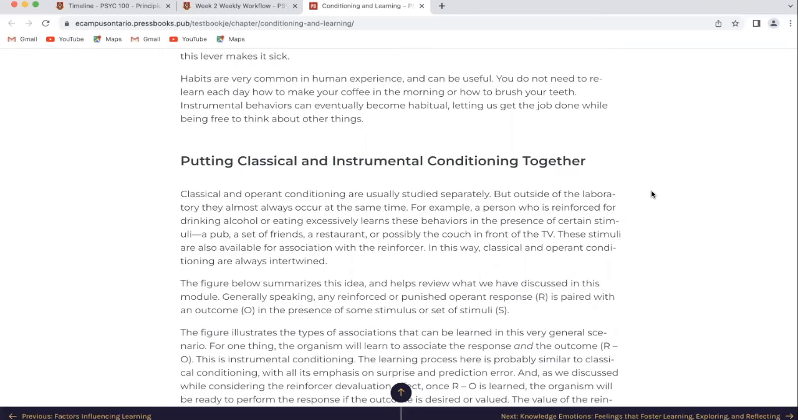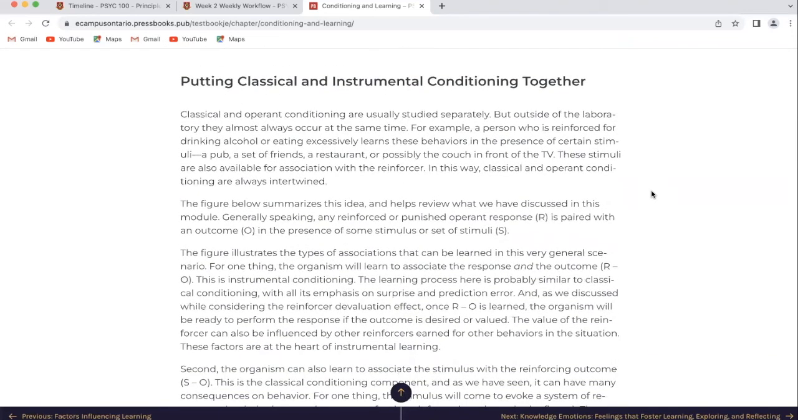Putting classical and instrumental conditioning together. Classical and operant conditioning are usually studied separately, but outside of the laboratory, they almost always occur at the same time. For example, a person who is reinforced for drinking alcohol or eating excessively learns these behaviors in the presence of certain stimuli: a pub, a set of friends, a restaurant, or possibly the couch in front of the TV. These stimuli are also available for association with the reinforcer. In this way, classical and operant conditioning are always intertwined.